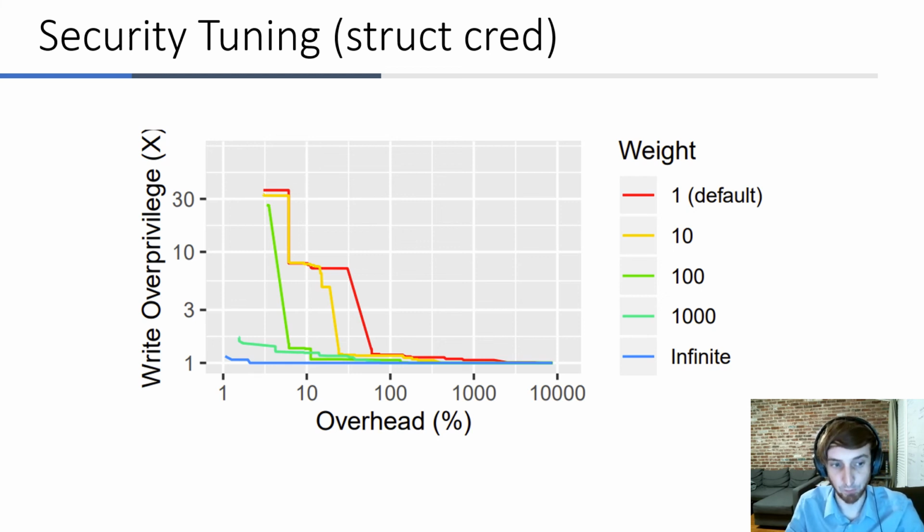However, if we apply a weight of 100 to the cred and then rerun the algorithms, that drops down to more like 2x. And then if we run the algorithms with an infinite weight on cred, which is sort of telling the algorithms to protect that object at all costs, then we can get that number down to about 1, which is where no additional write instructions have access that are not necessary. And so what this shows is how easy it is to interact with the tools and tune the compartments that we get.